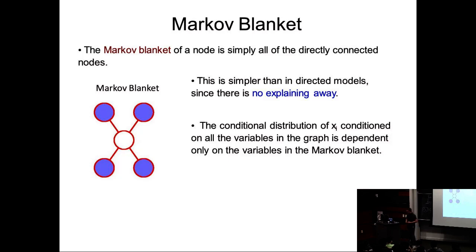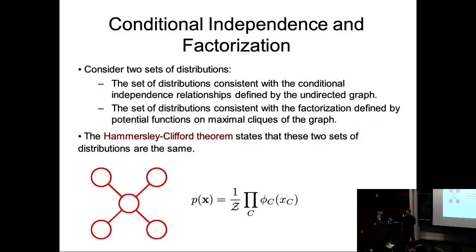The Markov blanket of a node is simply all the directly connected nodes, so all the neighbors are the Markov blanket. It's much simpler than in directed models. There is no explaining away in these models. The conditional distribution, conditional on all the variables in the graph, is dependent only on the variables in the Markov blanket. So if I want to do some kind of inference algorithm and ask what's the probability of this node given my neighbors, it's going to be independent of all the nodes in the rest of the graph, which is also a nice property for these models.